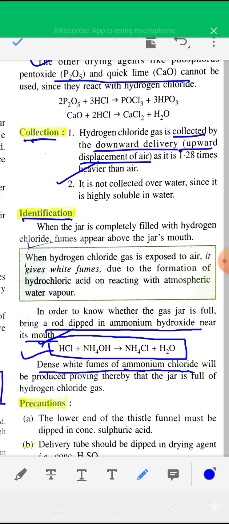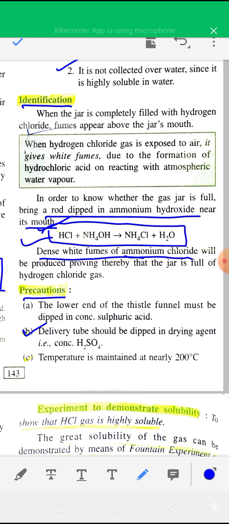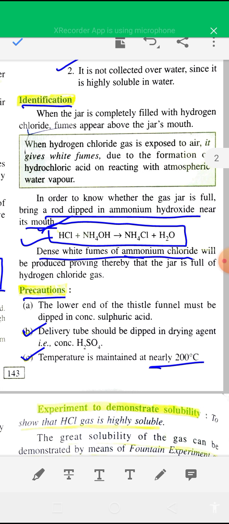Now precautions are given during the preparation of hydrogen chloride. Precautions are: the lower end of the crystal funnel must be dipped in concentrated sulfuric acid. Delivery tubes should be dipped in drying agent, that is in concentrated sulfuric acid. Temperature is maintained at nearly 200 degrees Celsius. These are precautions you have to remember.